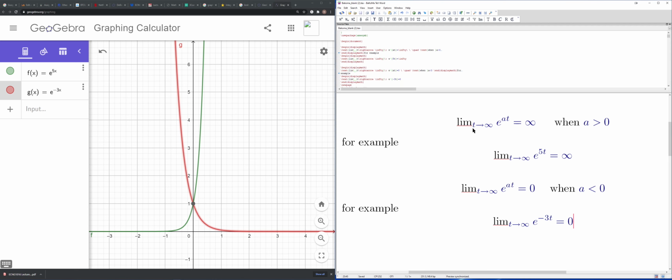And if we look at this constant a here, if a is bigger than 0, for example e to the 5x, the variable we're using here is x because of the graphing. So if I look at your function e to the 5x, this is the graph of your function e to the 5x.